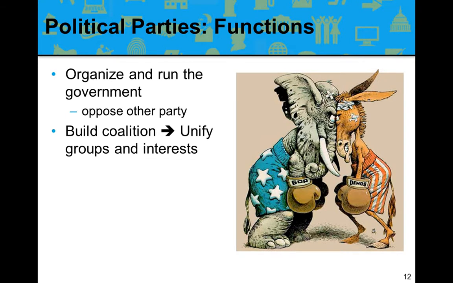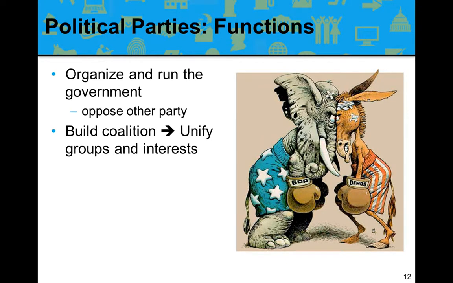The function of the party is to build coalitions, and again, it's an alliance of a group of people with differing interests for the purpose of furthering their common goals. So one of the best known coalitions is the New Deal coalition that FDR put together in the 1930s. You have to unify groups and their interests in order to build a coalition so that you can win in elections and then organize the government.